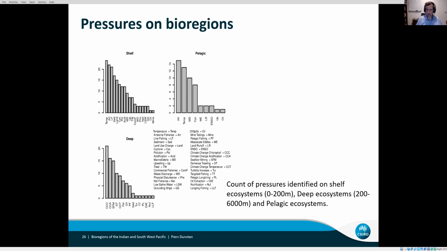So that's just an overview of the sorts of pressures that were identified in each of those bioregional provinces. That gives you an idea of what the most important things are that people are identifying, just purely by the count of the number of provinces where that occurred.